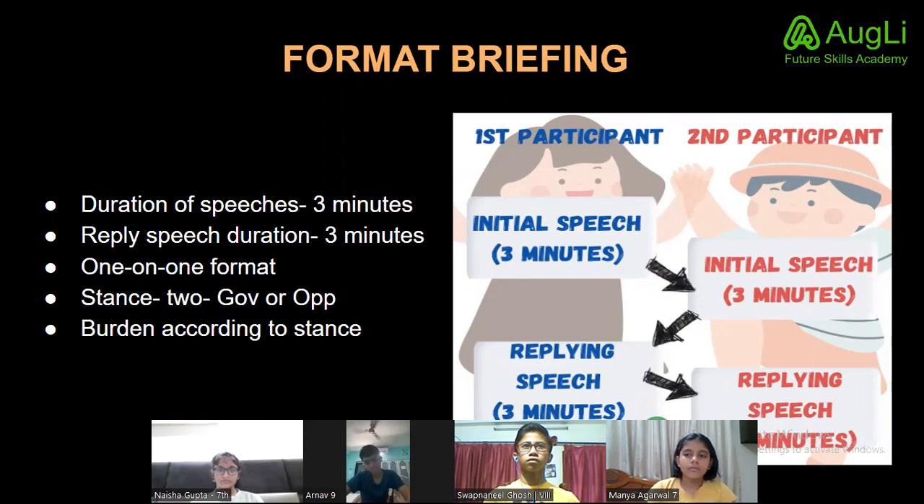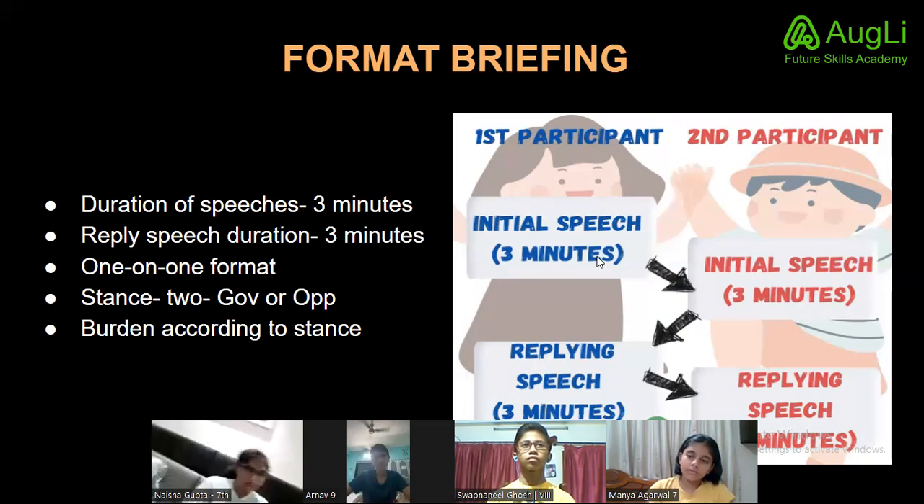The last point is burden according to stance. Now, what is burden? So burden for a debater is what they're supposed to do in the course of the debate in order to win it. So my burden in a particular debate is determined by a lot of things, but the most primary thing here is my side. So my burden is determined by my side.